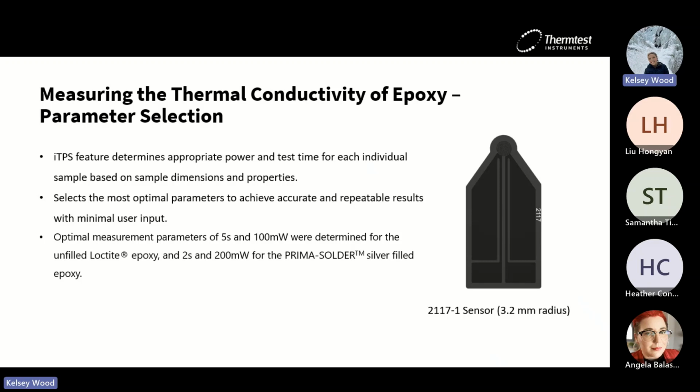So when we use this ITPS function with our epoxy samples, we found the optimal parameters of 5 seconds and 100 milliwatts for the unfilled Loctite epoxy, and 2 seconds and 200 milliwatts for the pre-solder silver-filled epoxy. So then we use those parameters and ran some measurements on the sample using the MPV.